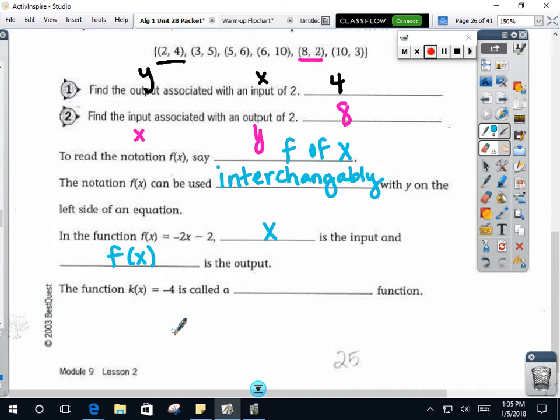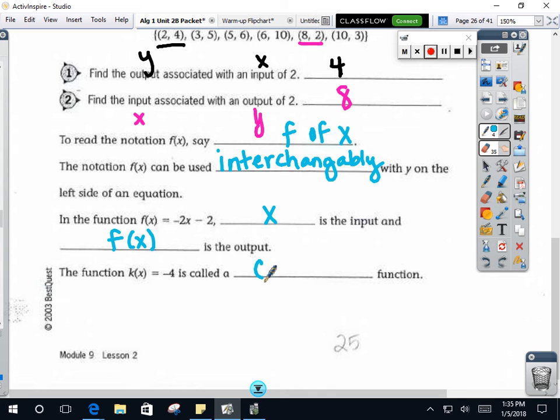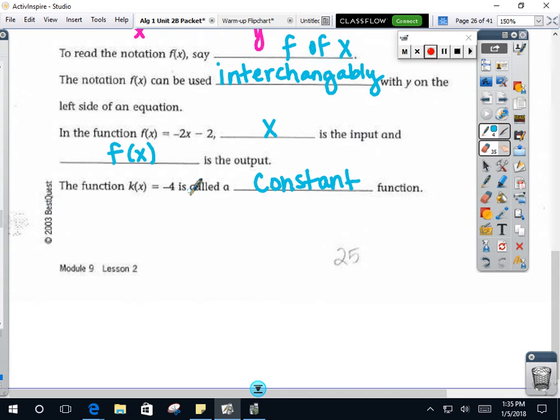The function k of x equals -4 is called a constant function. Now, the reason it's a constant function is because it will always be -4. Okay, there's no variable over there with that -4 that can change it. There's nowhere to plug in anything, correct? So it will always remain -4, and that's called constant because it stays the same. Okay, now let's actually try some problems.